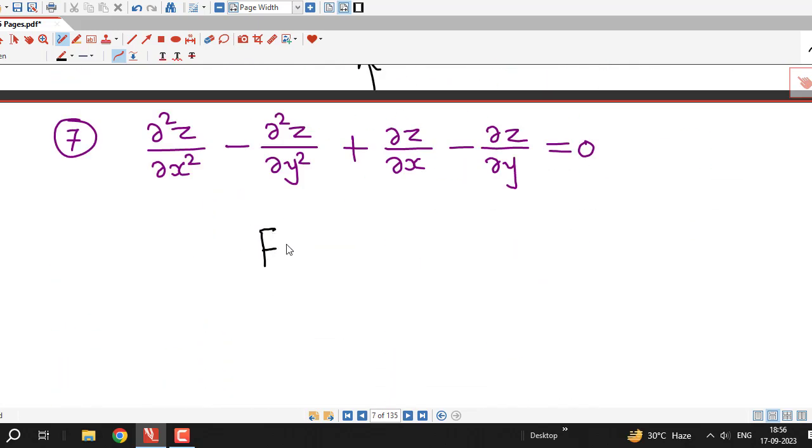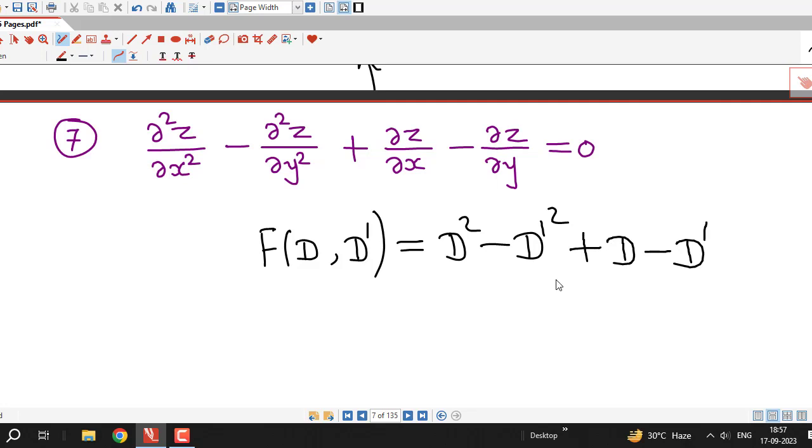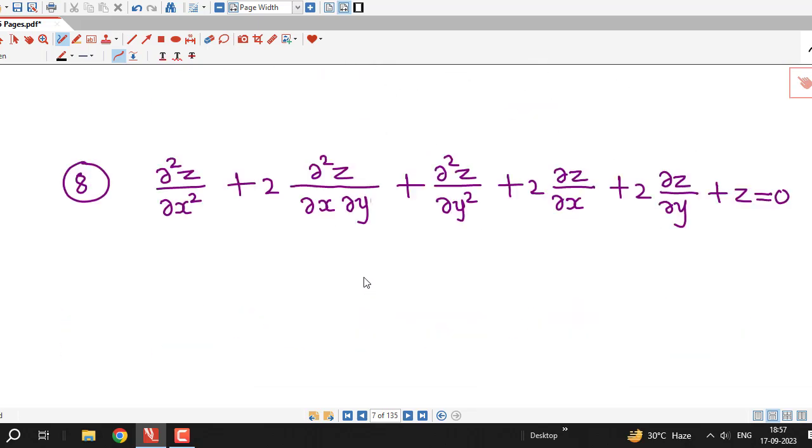We can write capital F for this equation also. Here f(D, D') is D square minus D' square plus D minus D'. Here the degree of this term is 2, the degree of this term is 2, this term has first degree, this term has also first degree, therefore f(D, D') is a non-homogeneous function of D and D'. So this is an important characterization because depending upon the nature of f(D, D') also we have different methods of solving this type of linear partial differential equations with constant coefficients.